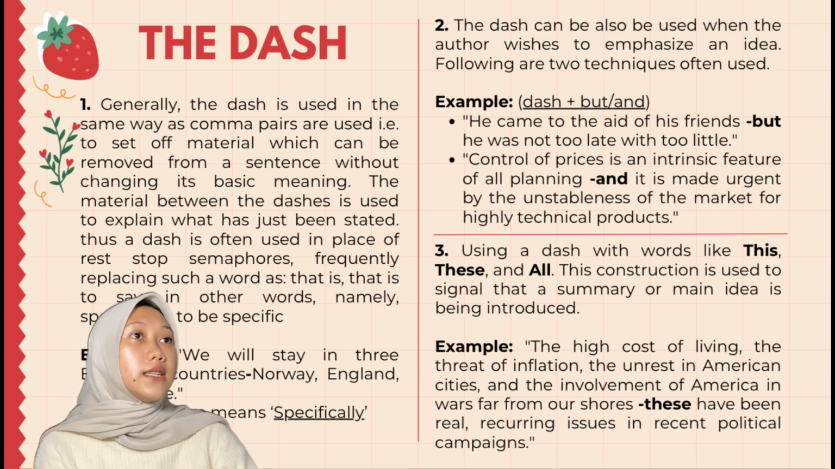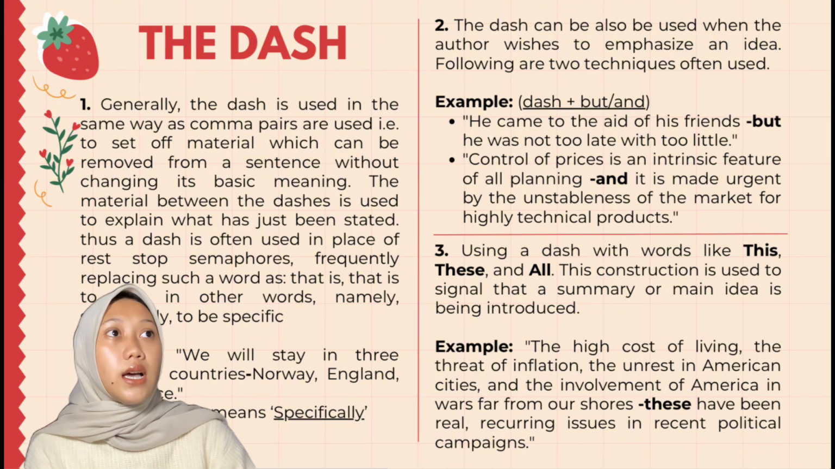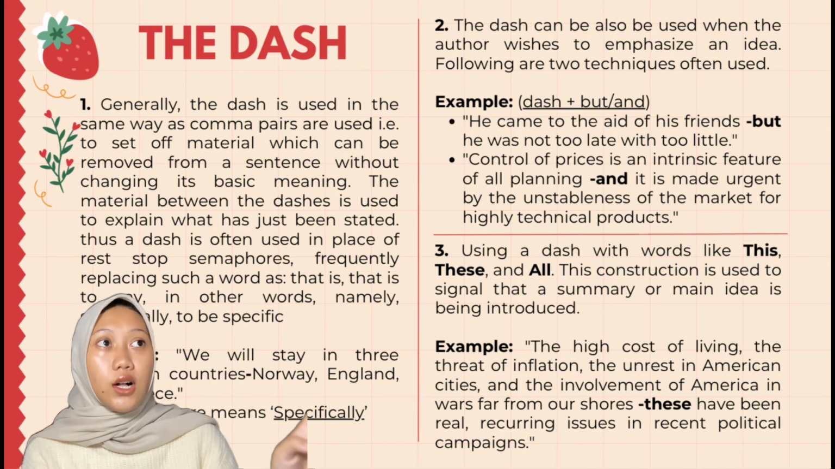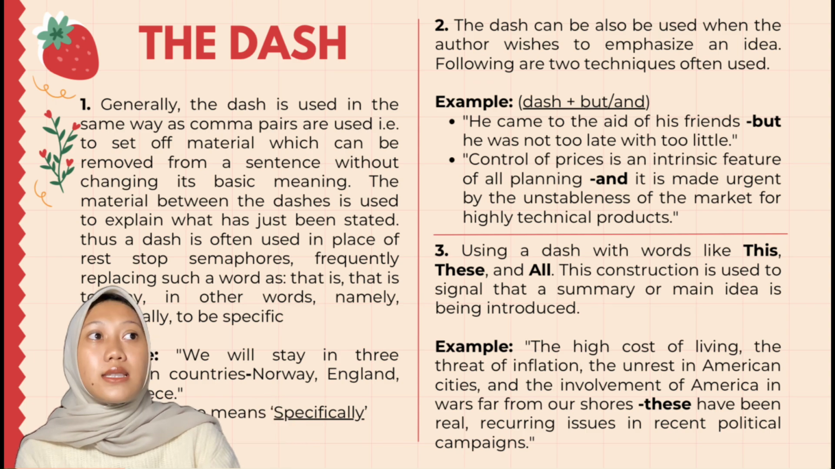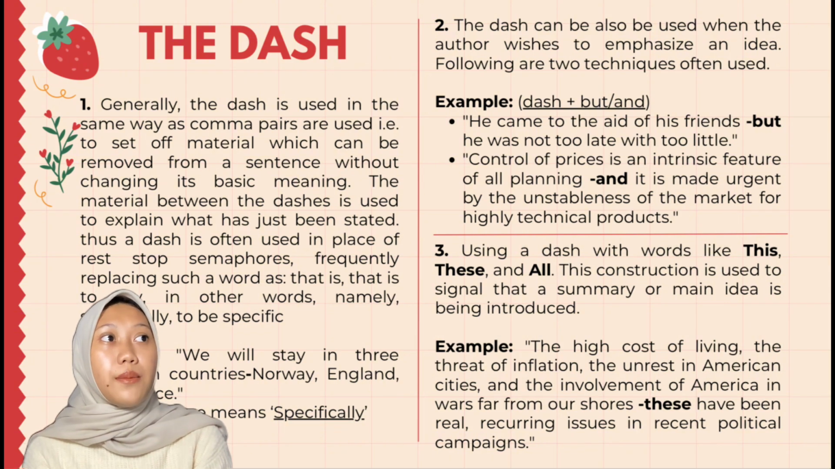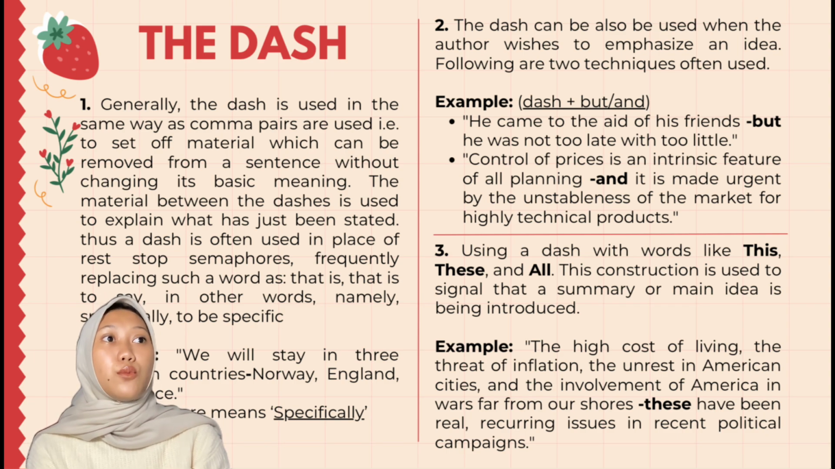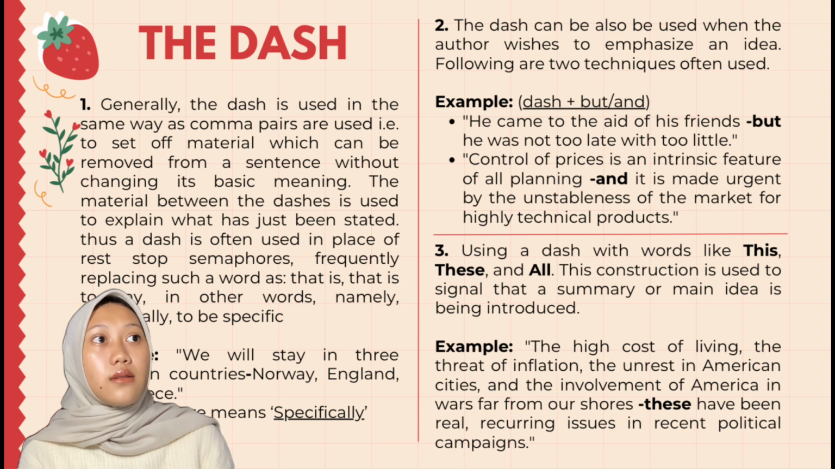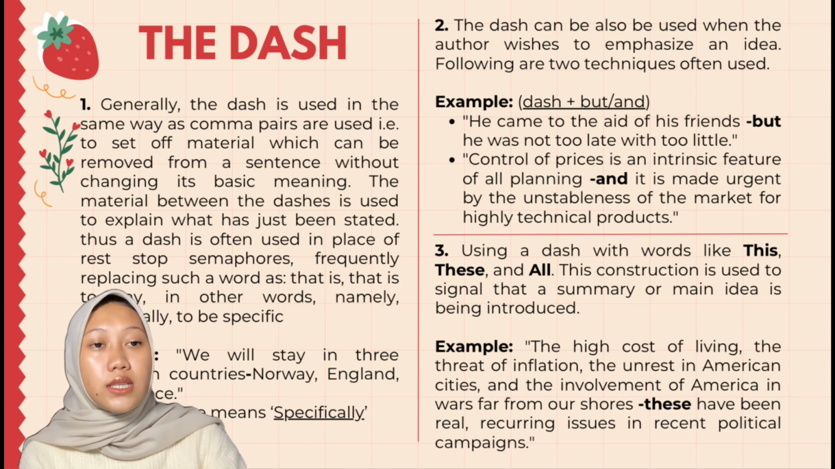And the third, using a dash with words like this and all. This construction is used to signal that a summary or main idea is being introduced. Example: the high cost of living, the threat of inflation, the unrest in American cities, and the involvement of America in wars far from our shores - these have been real, recurring issues in recent political campaigns.